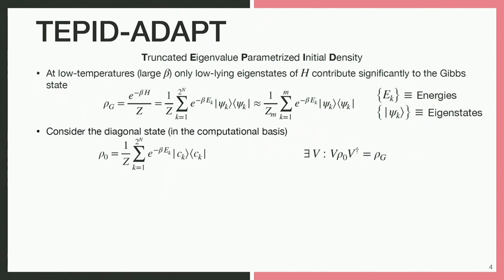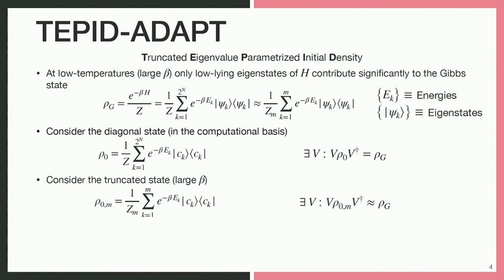So now let's consider the following state, which is diagonal in the computational basis. Here, the c_k are the computational basis elements, and I've just replaced the psi_k with c_k here. So the claim is there exists a unitary V that can map you from this state to the Gibbs state. Now let's do the same truncation here as well, where you truncate the sum at some value m. Now the claim is there exists a unitary V that takes you approximately from this truncated state to the Gibbs state. And this is a good approximation when the temperature is low.